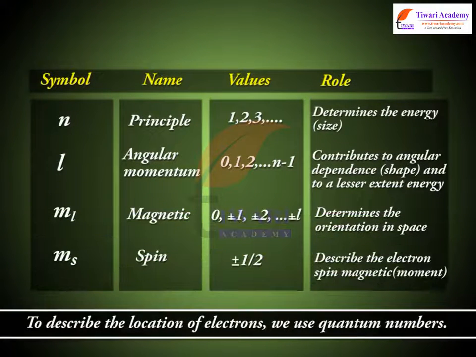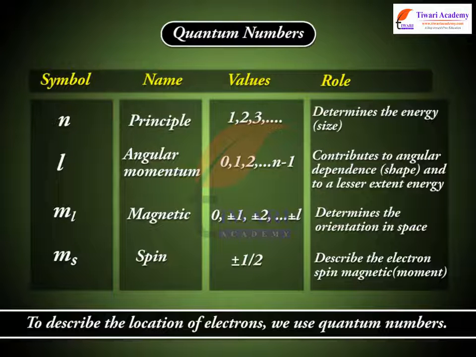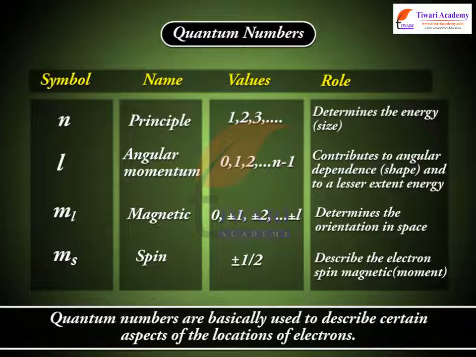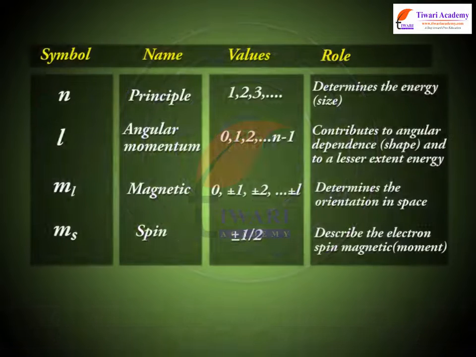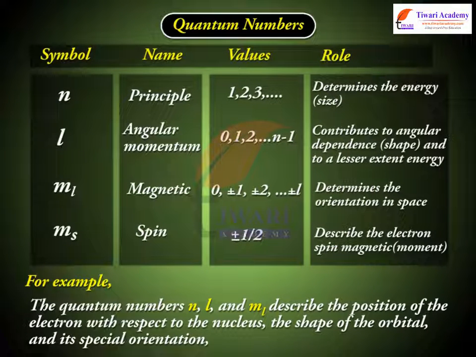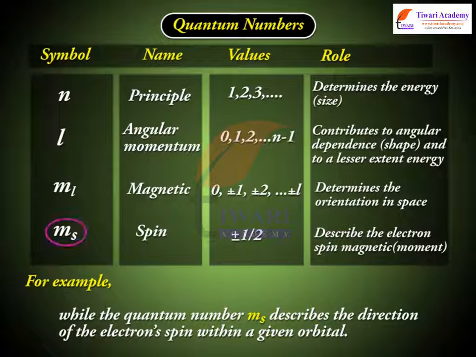To describe the location of electrons, we use quantum numbers. Quantum numbers are basically used to describe certain aspects of the locations of electrons. For example, the quantum numbers n, l, and ml describe the position of the electron with respect to the nucleus, the shape of the orbital, and its spatial orientation, while the quantum number ms describes the direction of the electron's spin within a given orbital.